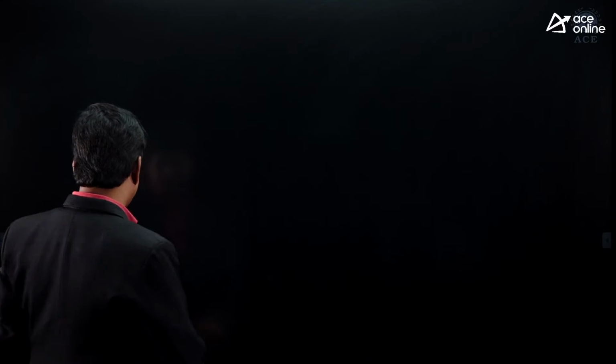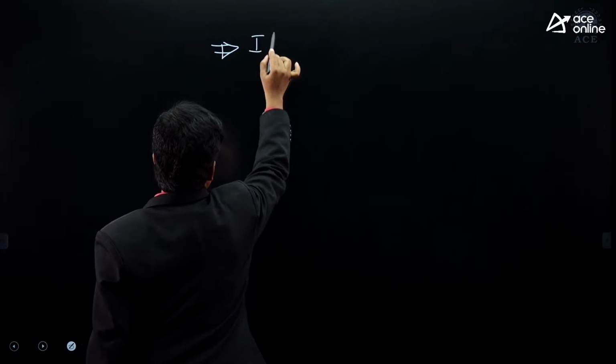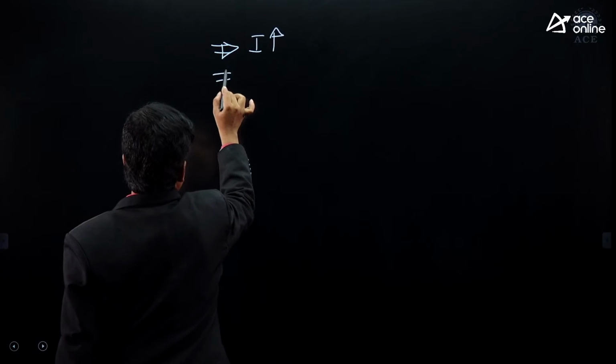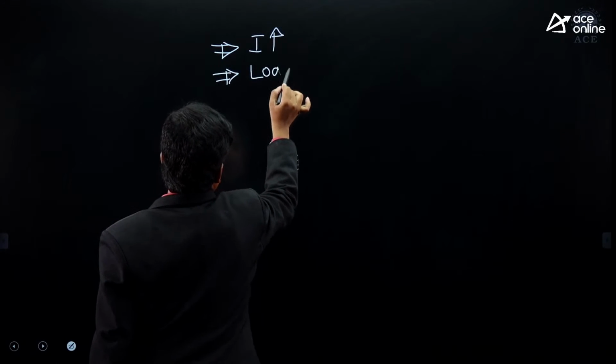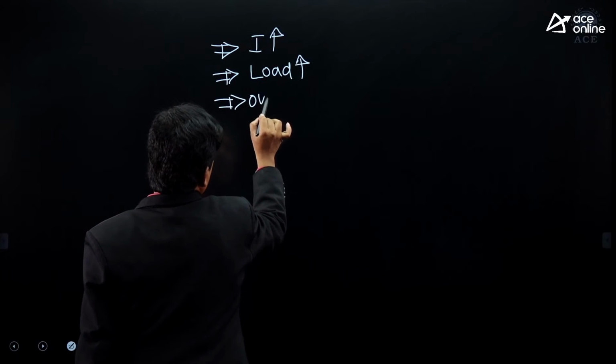And coming to the next consequence, we have very high current flow, so the system will be very overloaded. The current in the system is very large, so the loading on the system is very high, and the system will be overloaded.